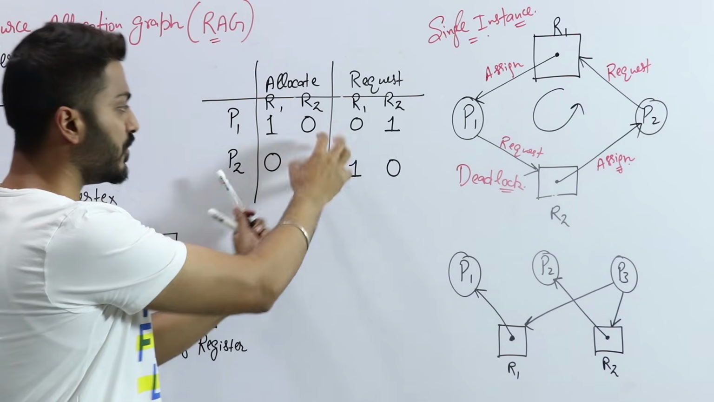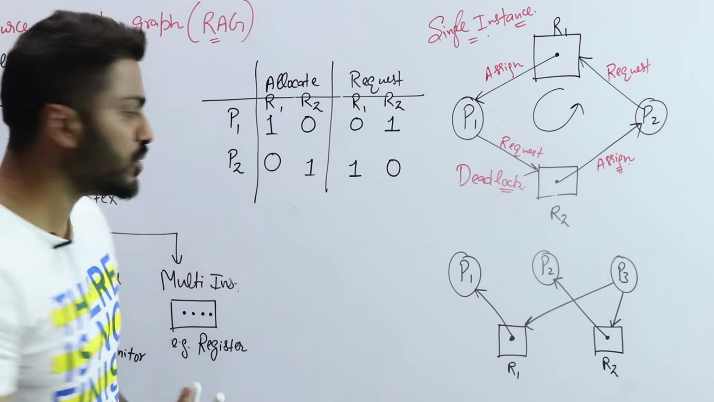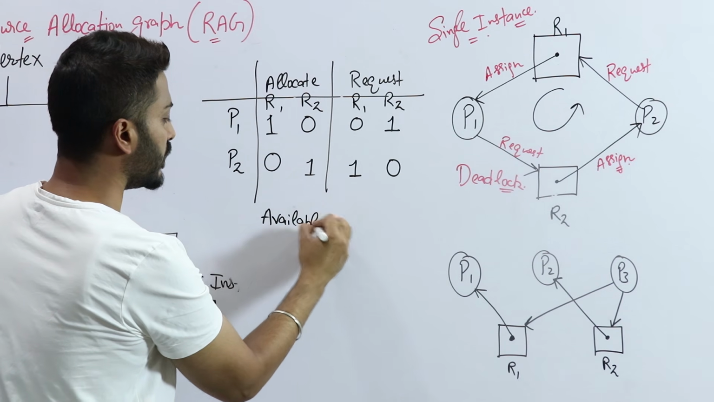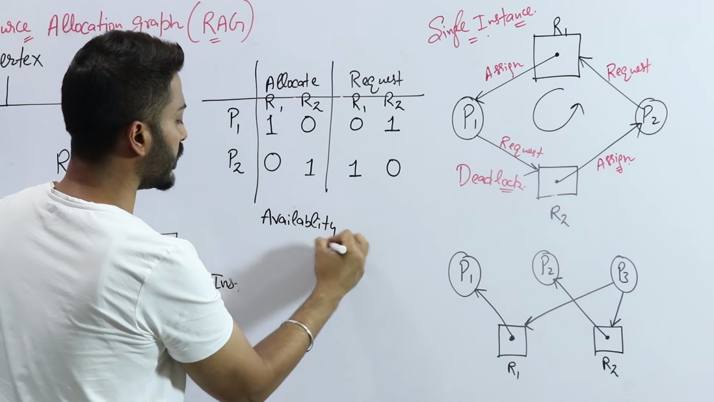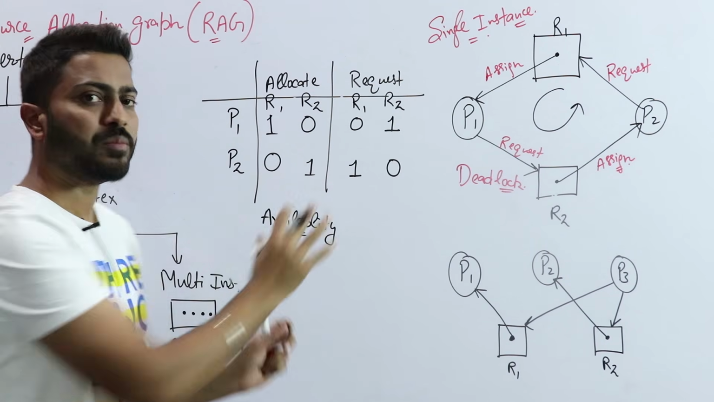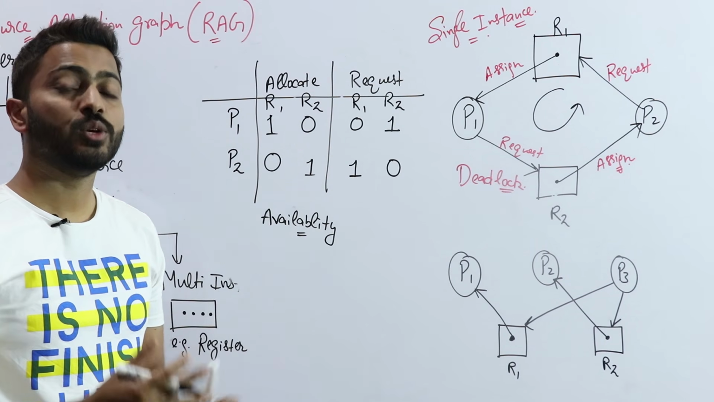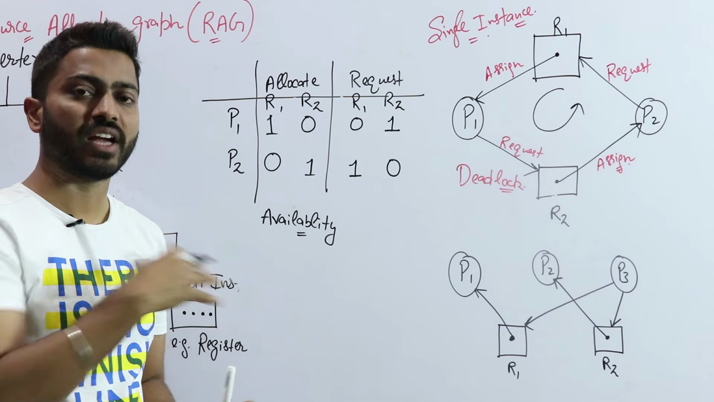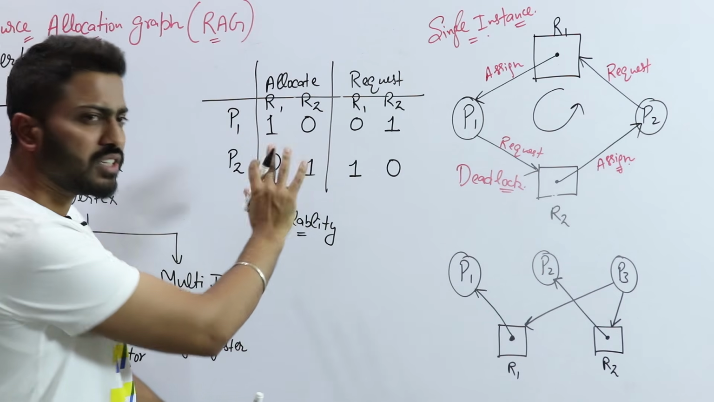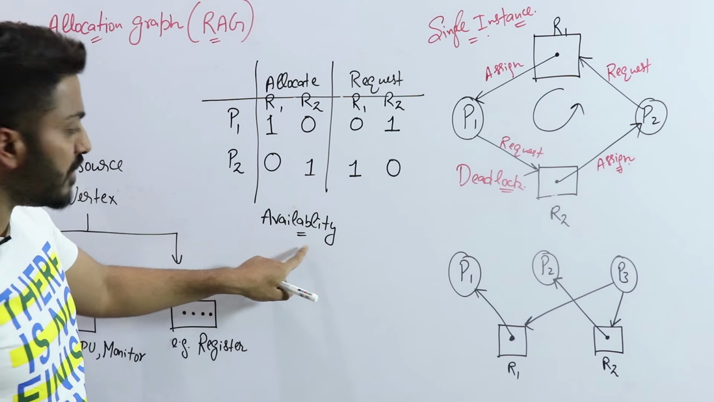Now after filling this information, you need to check the availability. This is the same as the banker's algorithm. I am just applying the banker's algorithm. For more detail, you can refer to my video on the banker's algorithm, and you will get more knowledge.